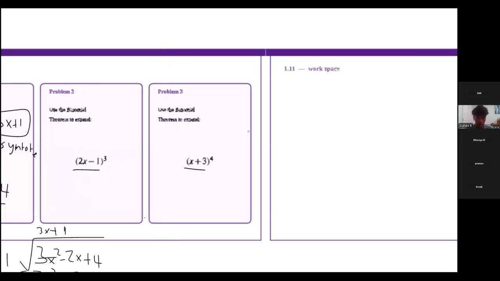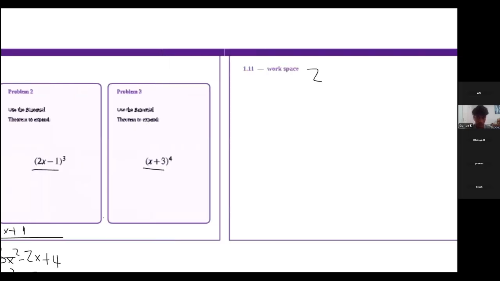Now I'll solve (2x − 1) cubed. There's something interesting when there's a negative number on the second term. So first, let's go from the top. First, we're going to do 2x. Let's just organize our thing: (2x) cubed. Oh yeah, let me write down Pascal's triangle as well.